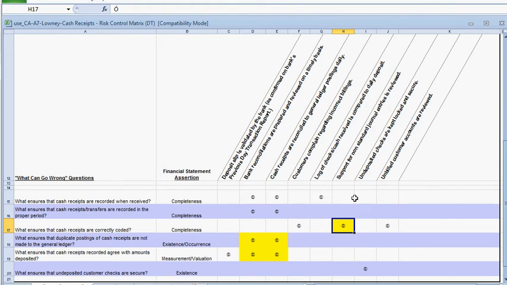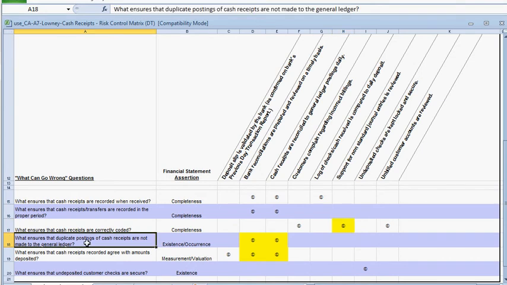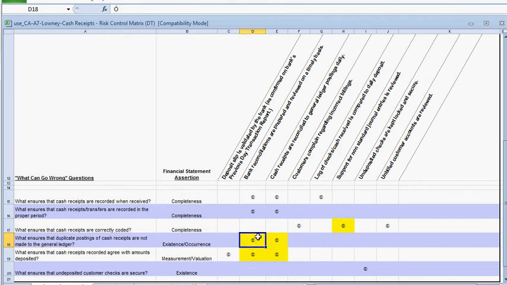And what I want to point out is the non-standard journal entries. Quite often, cash receipts aren't standard journal entries. They can go in several different places. So what ensures duplicate postings of cash receipts are not made to the general ledger? Here, the bank reconciliations are prepared and reviewed on a timely basis, and cash receipts are also reconciled to the general ledger postings daily. That's what you hopefully want, to get less confusion on reconciliation.